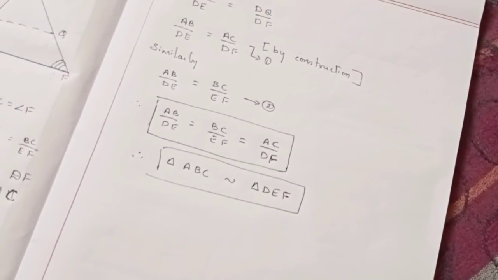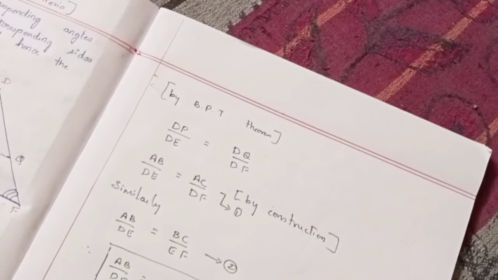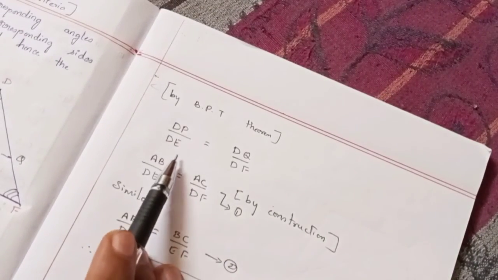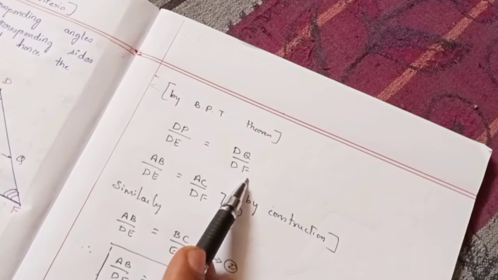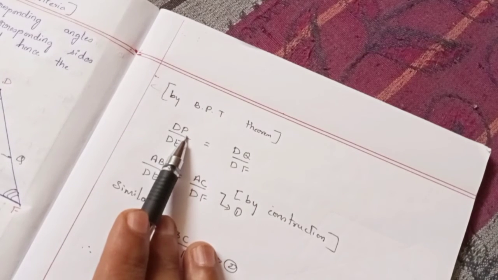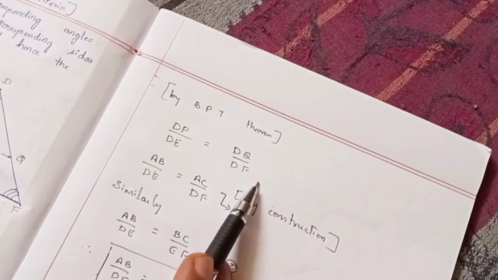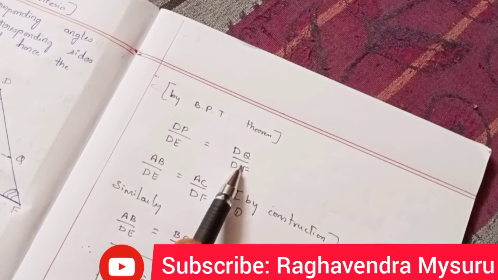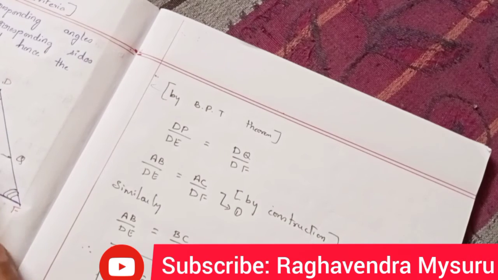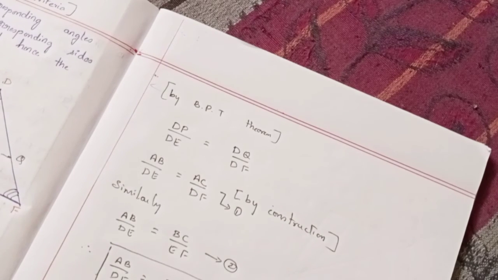So by considering that corollary, I have written DP by DE is equal to DQ by DF. DP means the smaller triangle side, DE means the bigger triangle side. These two sides' ratios are equal. Why? Because PQ is parallel to EF.